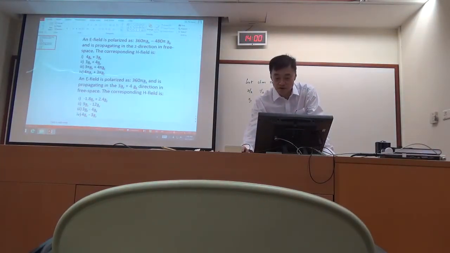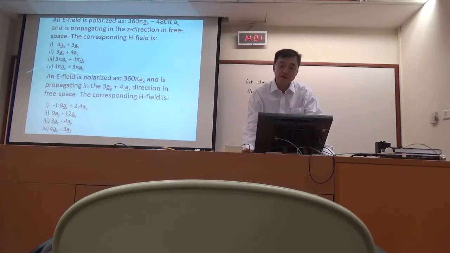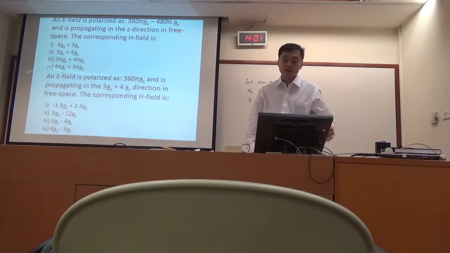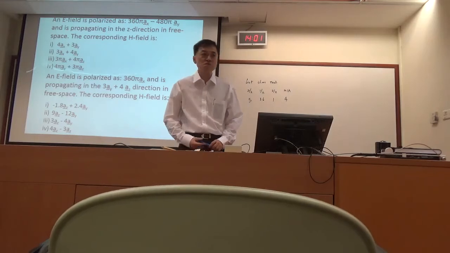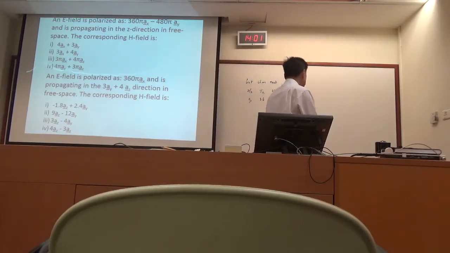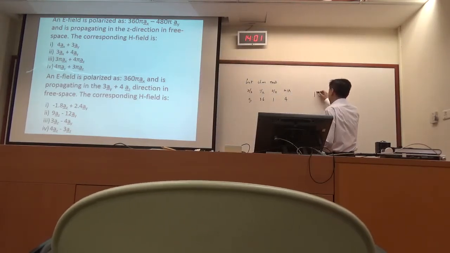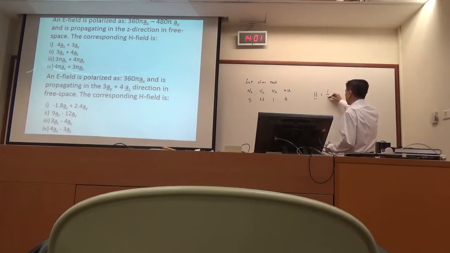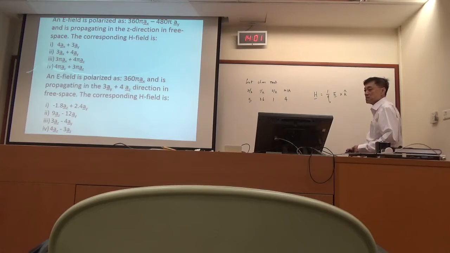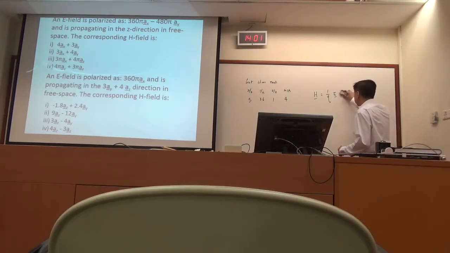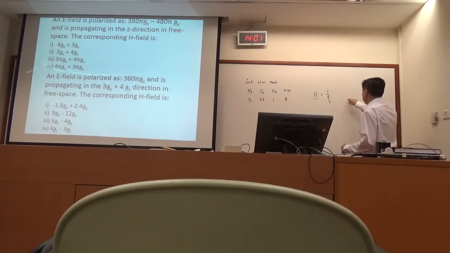E field is polarized as shown and is propagating in the z direction. What is the corresponding H field? Basically, this has to do with only one single equation here. H is equal to 1 over zeta, E cross K. Sorry, K cross E. That's right, K cross E.